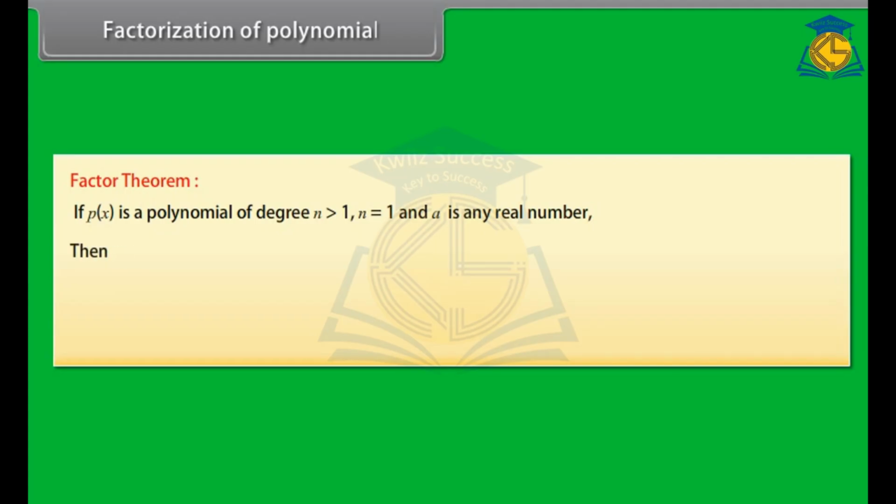Factorization of polynomial. Factor theorem. If p(x) is a polynomial of degree n greater than or equal to 1, and a is any real number, then 1, x minus a is a factor of p(x) if p(a) is equal to 0, and 2, p(a) is equal to 0 if x minus a is a factor of p(x).